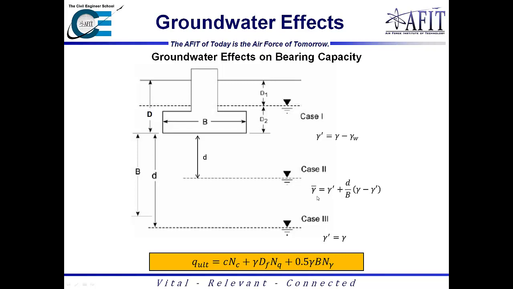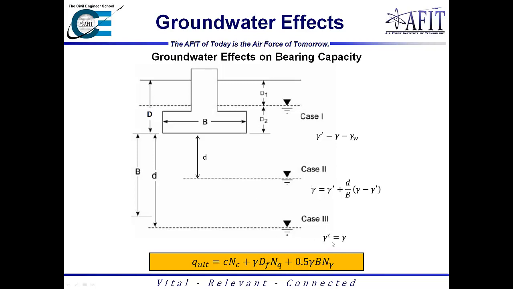Getting into case 2 only affects this term right here. So you would plug in the y average or y bar into this equation, and that would basically fix your ultimate bearing stress. This term would remain unchanged because the water table is down here, it's not affecting this depth here. And so this pressure right here will still be accounted for with this term.